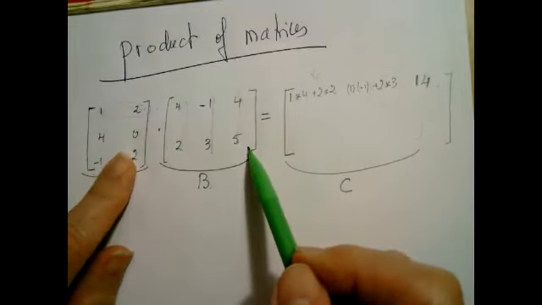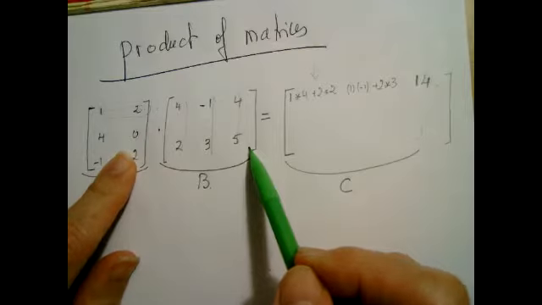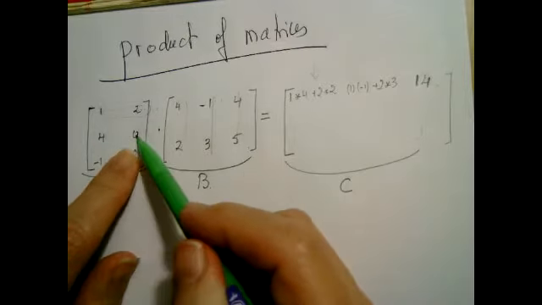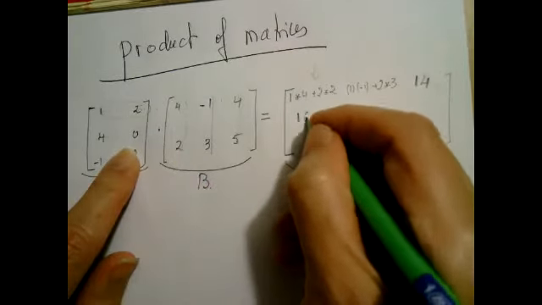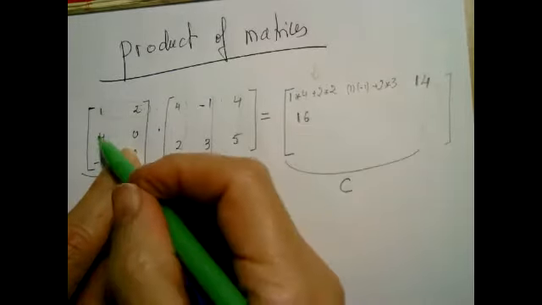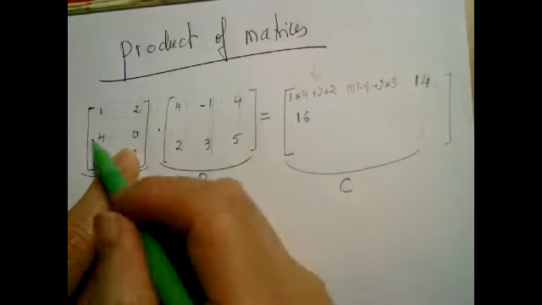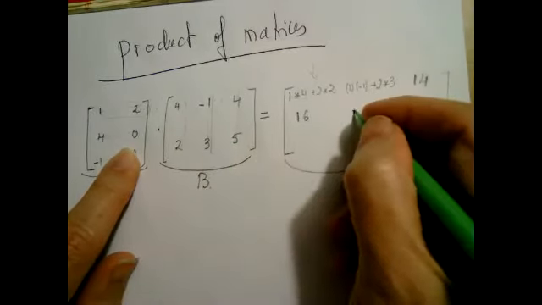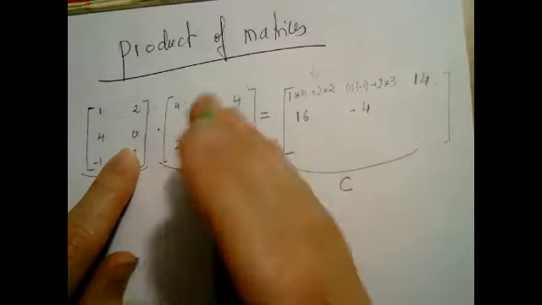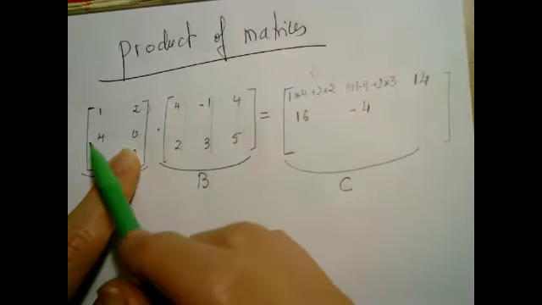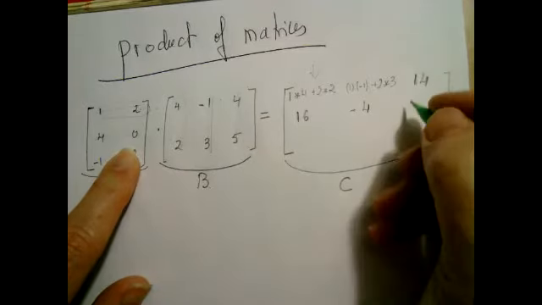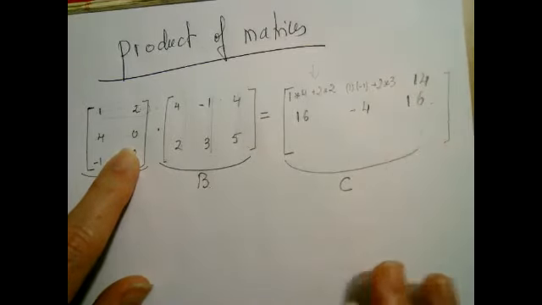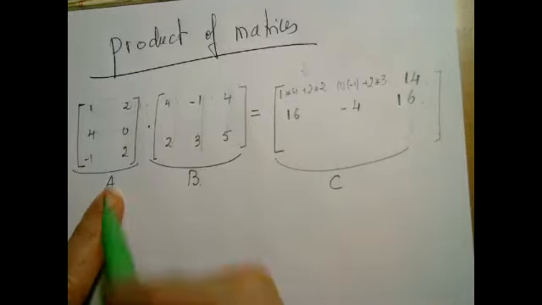And then I move to the second row. And I repeat the same process. Second row, first column, 4 times 4, gives me 16. Second row, second column, minus 4. So it's not intuitive. Second row, third column, 4 times 4 would give me 16. And then I move.